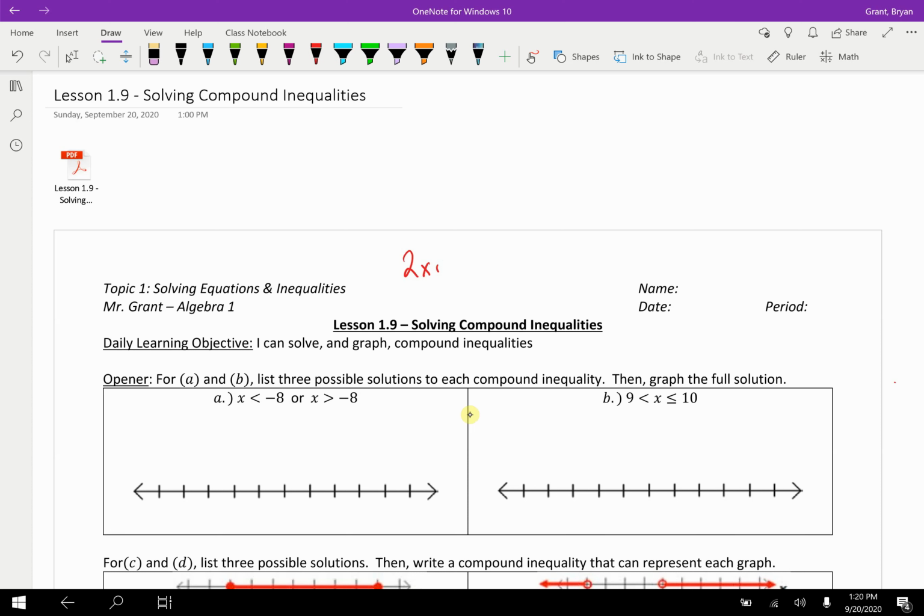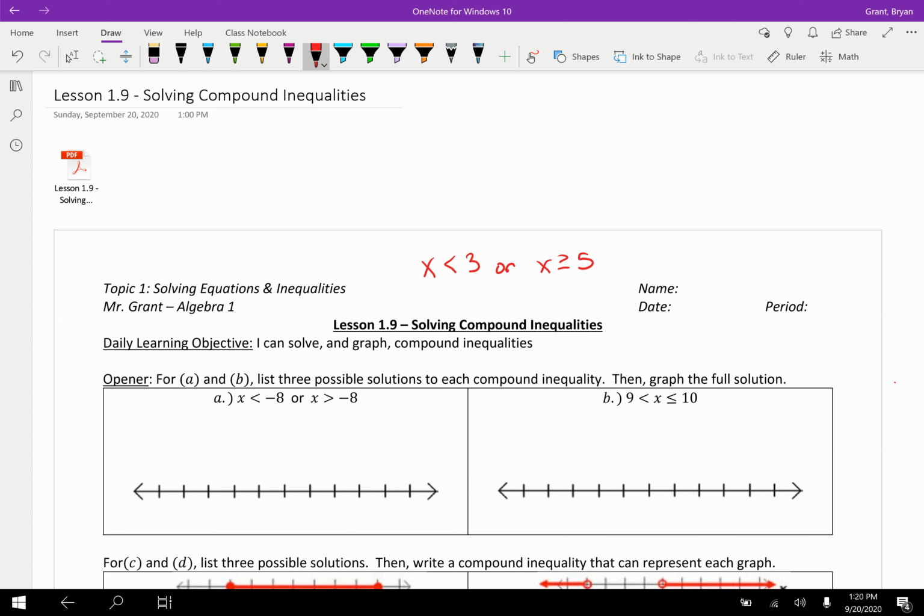And then last class, you got a nice introduction to compound inequalities, where you practiced writing compound inequalities with "or" and you said something like x is less than 3, or x is greater than or equal to 5. And you talked about what those solutions meant and how you can graph them.